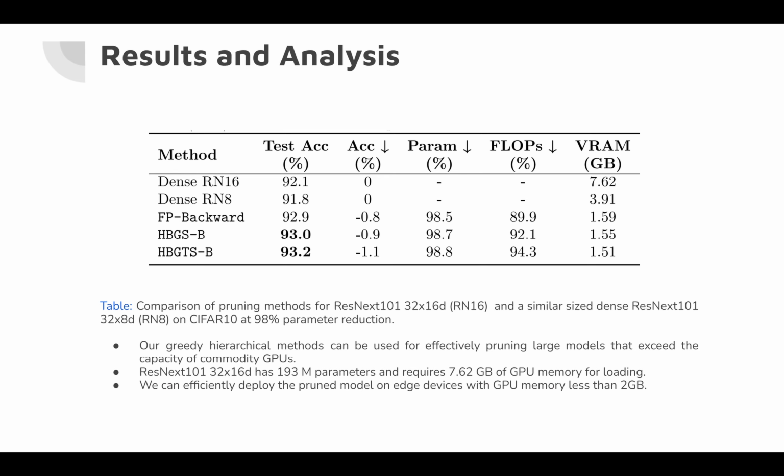Our greedy hierarchical methods can be used for effectively pruning large models. ResNext 101 has 193 million parameters and requires around 8 GB GPU memory for loading. We can efficiently deploy the pruned model on edge devices with GPU memory less than 2 GB.